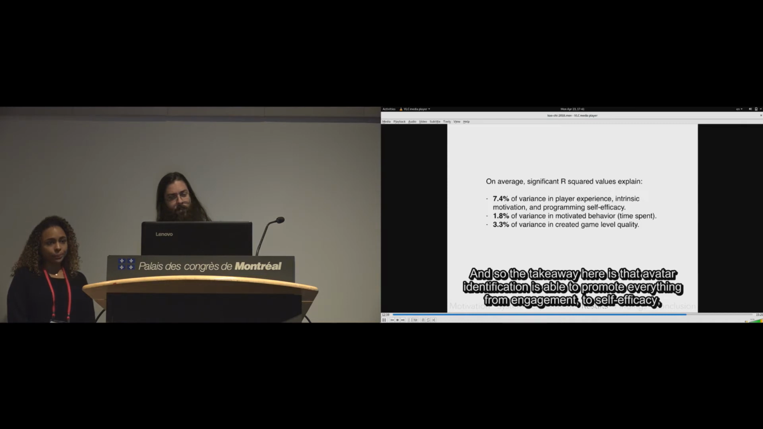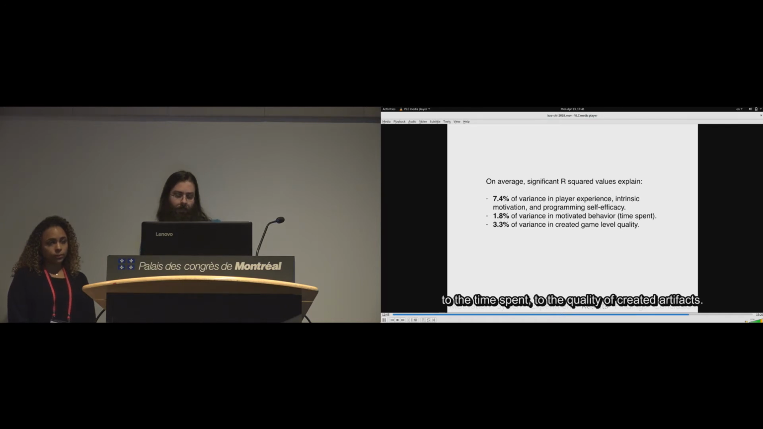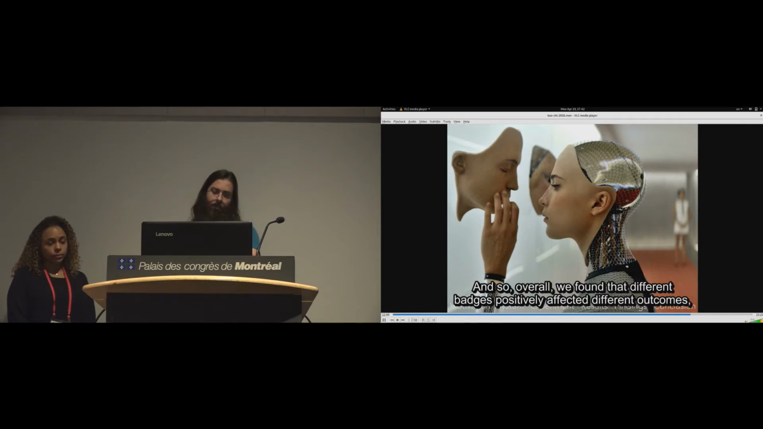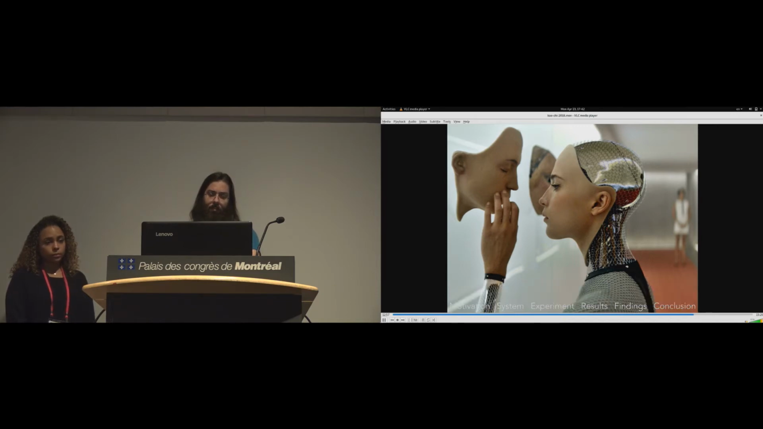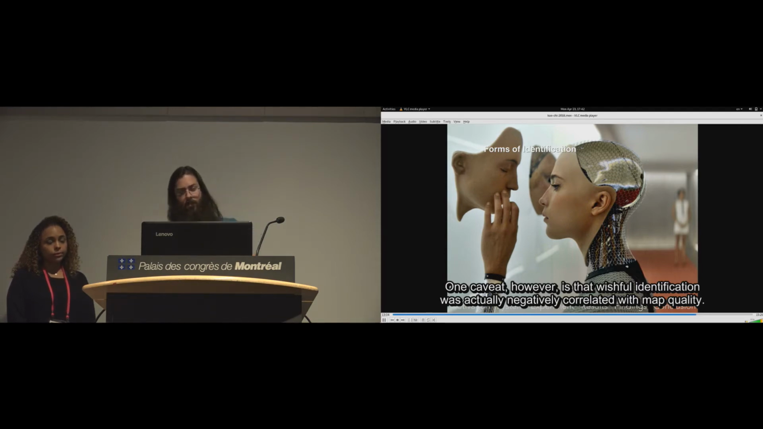And so the takeaway here is that avatar identification is able to promote everything from engagement to self-efficacy to the time spent to the quality of created artifacts. Overall, we found that different badges positively affected different outcomes, and that avatar identification promoted virtually all outcomes studied in both play and making. One caveat, however, is that wishful identification was actually negatively correlated to map quality.